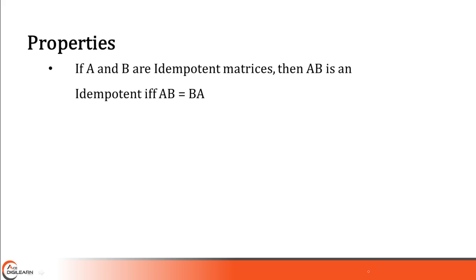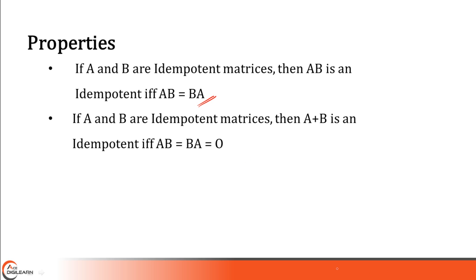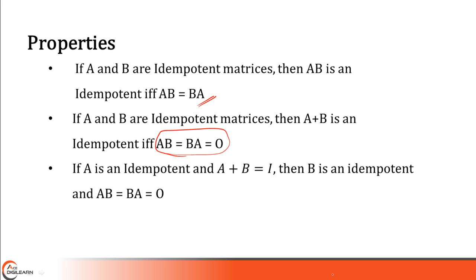Properties of idempotent matrix. If A and B are idempotent, then AB is an idempotent matrix if and only if AB equals BA. If A and B are idempotent matrices, then A plus B is also idempotent if and only if AB equals BA equals a zero matrix. If A is idempotent and A plus B equals I, then B is also an idempotent matrix and AB equals BA equals a zero matrix.